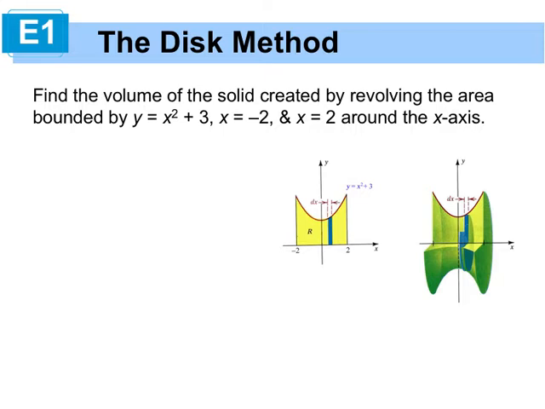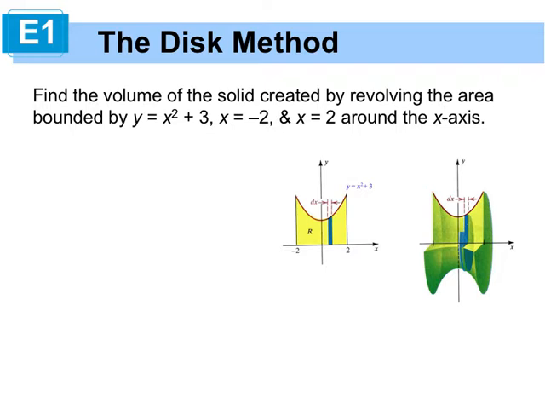Is it R? Good. No. The radius for our disk is the same as the height of that rectangle. We did the height of the rectangle yesterday and the day before. How do I find the height of that rectangle, Sam? It's top minus bottom. Gotcha. And the top is x squared plus 3. The bottom is the x-axis, which is y equals 0. Good.